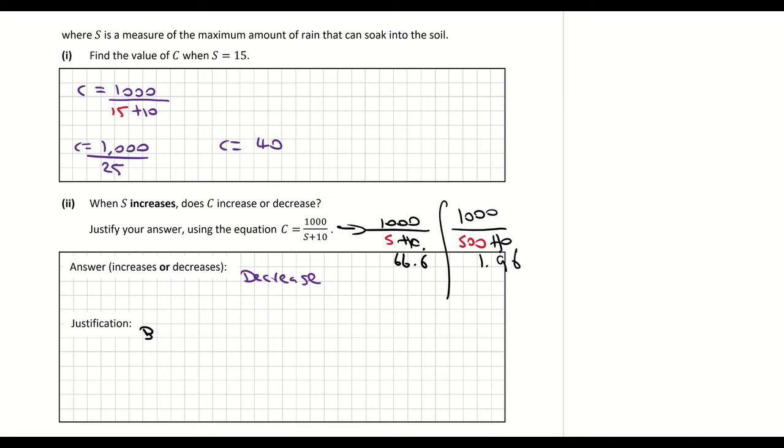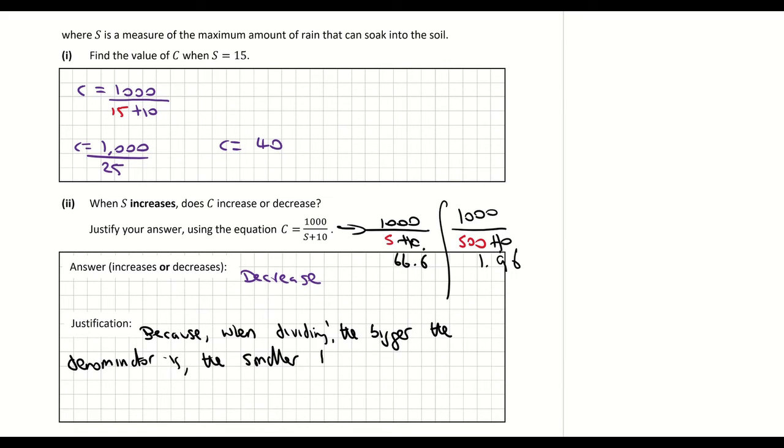I'm just going to state, because when dividing, in general, the bigger the denominator, the bottom of the fraction, the smaller the answer. Okay, so because when I'm dividing, the bigger the denominator is, the smaller the answer will be. And I've just done it there through a couple of examples.